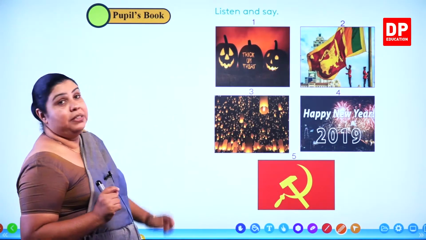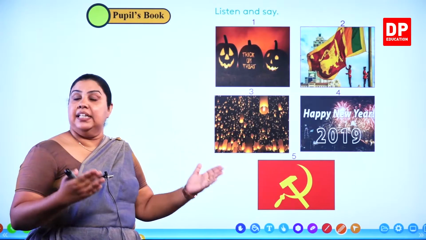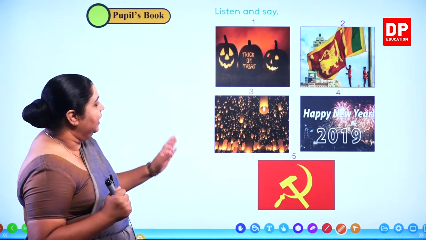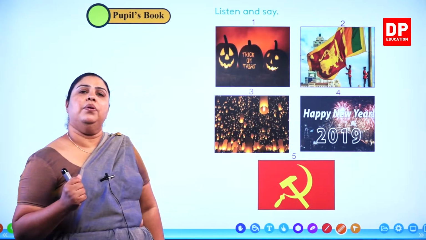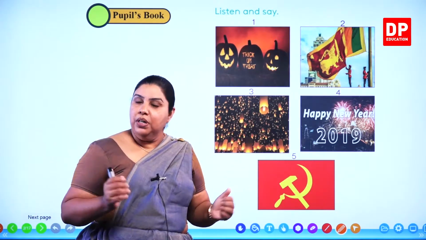In your pupils book, you must turn to unit number 4 and lesson number 7. And in that page, you get these pictures. Now, in my lesson today, we are going to talk about celebrations around the world.